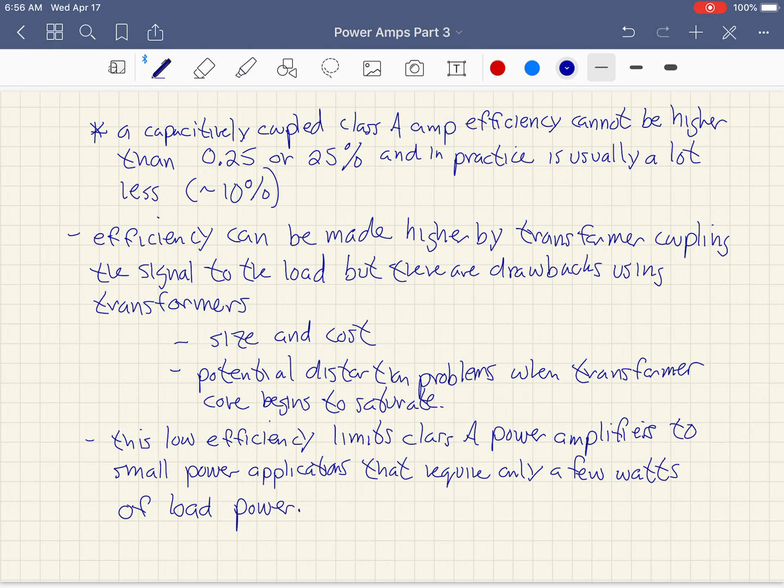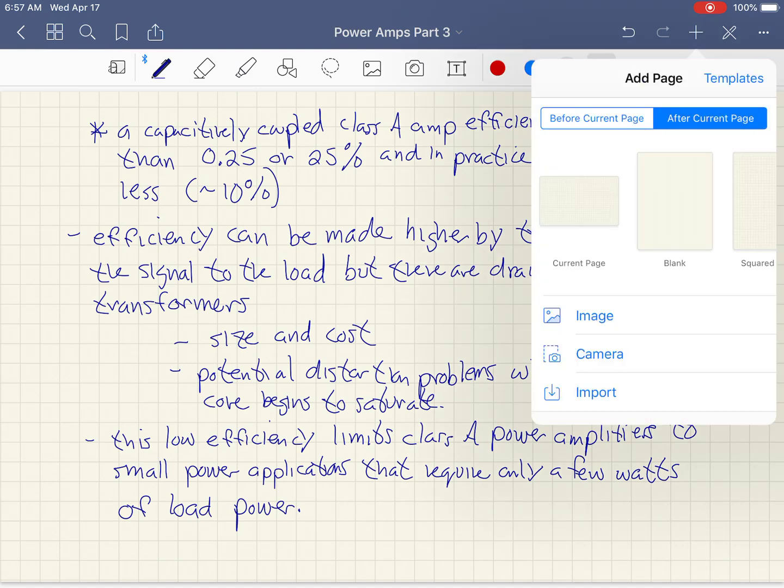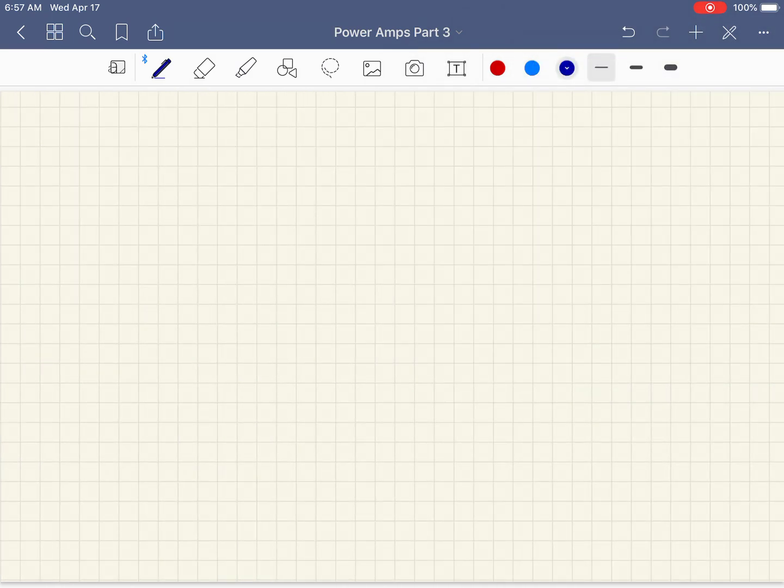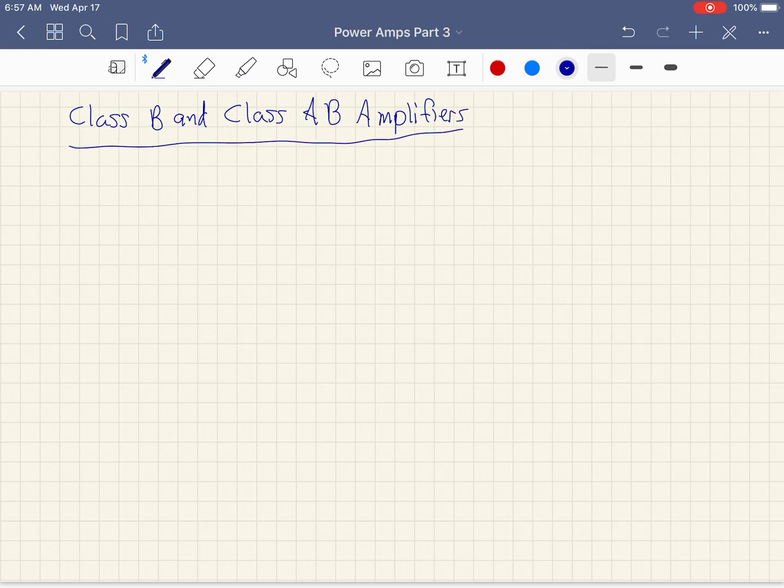And what that does is lead us now into Class B and Class AB push-pull amplifiers. Now the Class A stuff you've been doing all along, the small signal amplifier work you did all last semester, for example, is basically Class A stuff. So let's add another page here. Let's talk now about Class B and Class AB amplifiers, sort of in general terms. Now let's talk about Class B first.